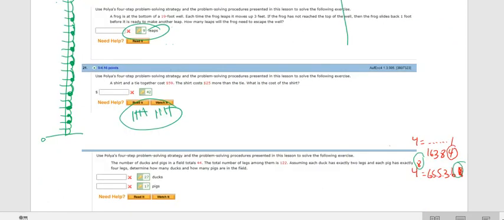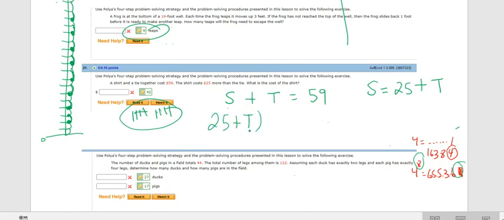A shirt and a tie together cost $59. So you have a shirt plus a tie, and that's going to give you $59, or it's going to cost you $59. The shirt costs $25 more than the tie. So here the shirt is $25 more, so that's addition, than the tie. So instead of S, we can write it as 25 plus the tie, and then this is still the tie over here.